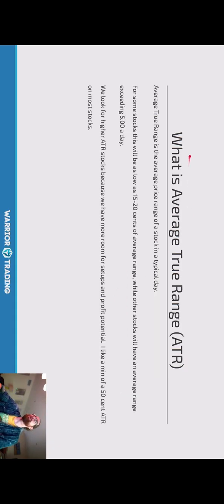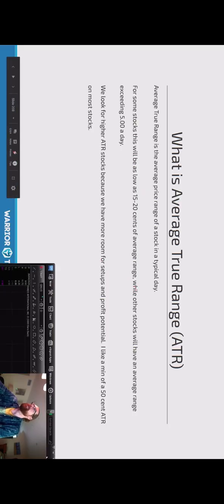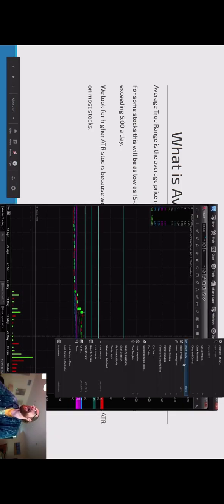Now, the average true range is a technical indicator that some traders will talk about. I actually don't really use the ATR. It's a technical indicator, and what it does is it tells you the average range of a stock. So if I add the study here, average true range right here, this tells you on average how much the stock moves each day from top to bottom. So this says it's $1.30 right now, GNUS.